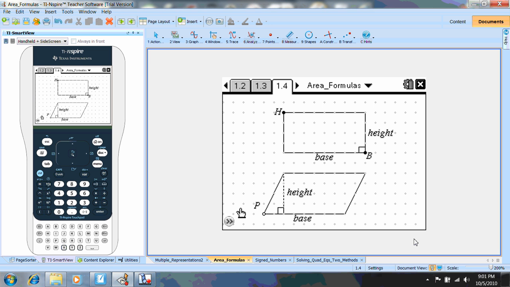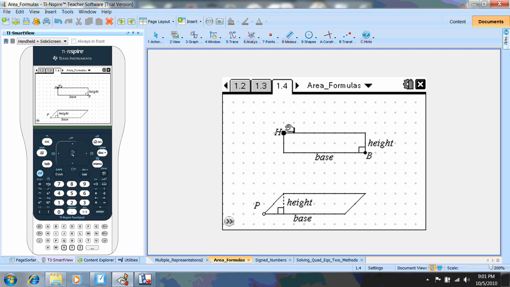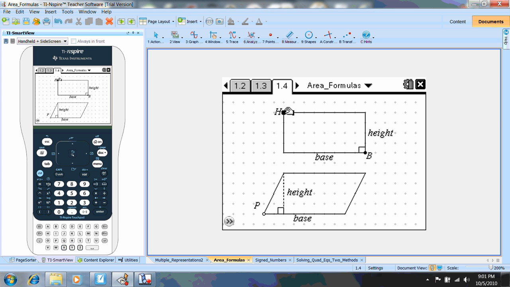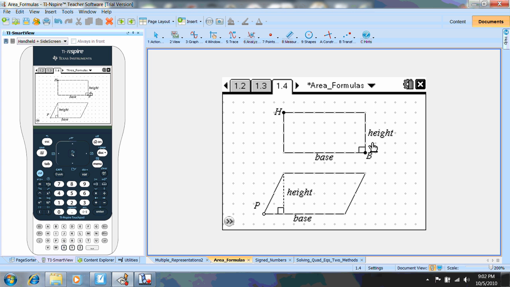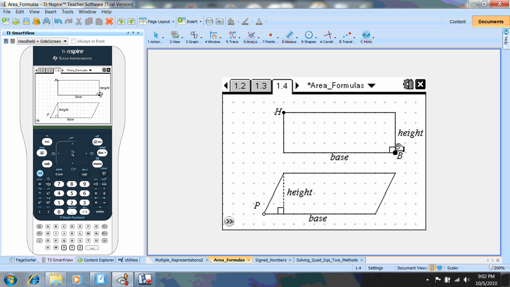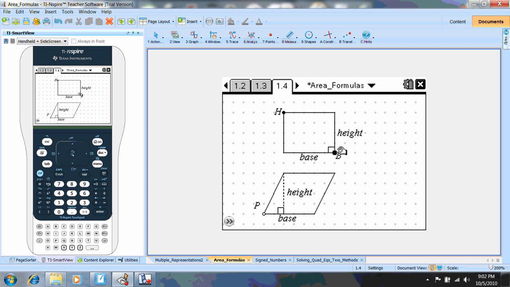The second activity is called area formulas. You can see we have a rectangle and a parallelogram. They have the same base and height. The student is asked to grab point H and move it up and down. And as you see, as the height changes on the rectangle, it changes also on the parallelogram. Similarly, point B changes the base. And you can see again, they always have the same base and height.